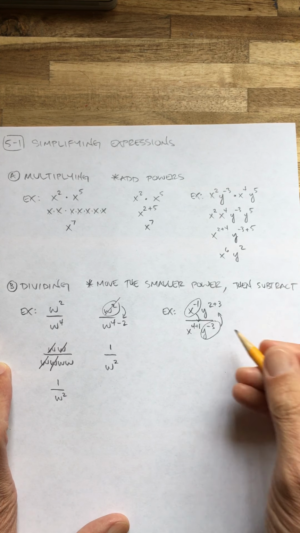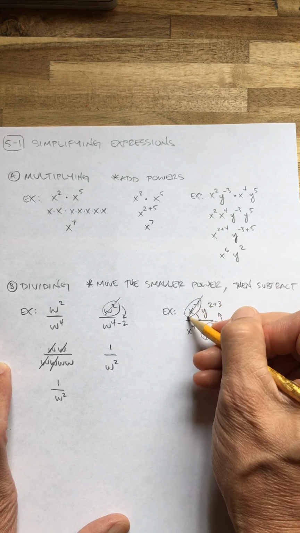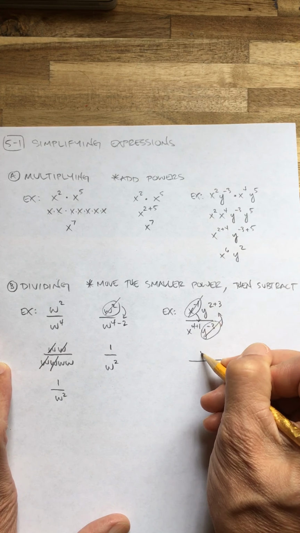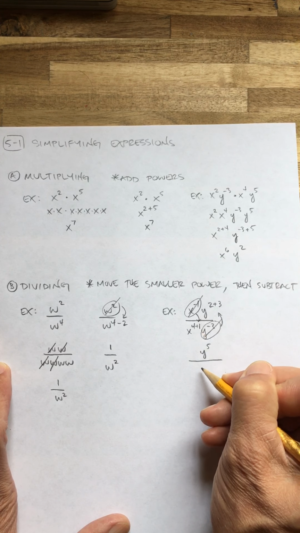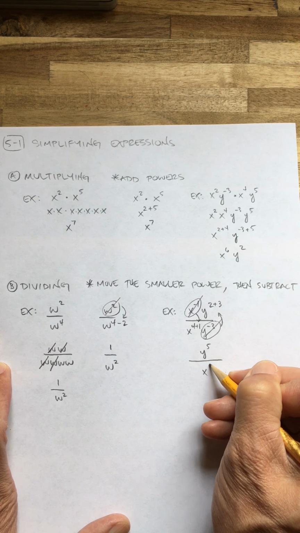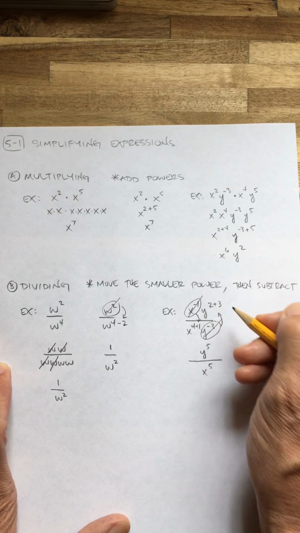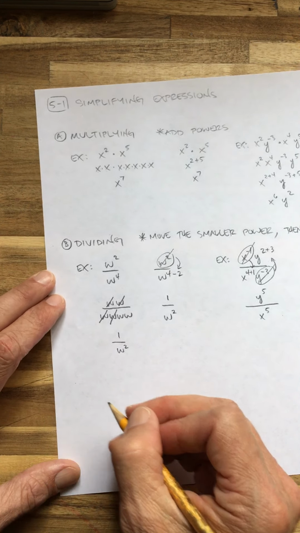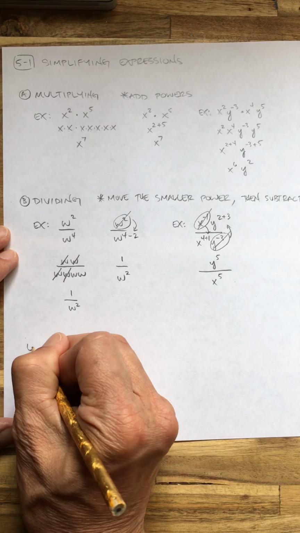Okay, so anything that I've circled is really just canceled, right? It's gone. And so now look what we have. We have y to the 5th power over x to the 5th power. Okay, 4 plus 1 is 5, 2 plus 3 is 5. Okay, we could do another one really quick. Here, let's do this one real fast.